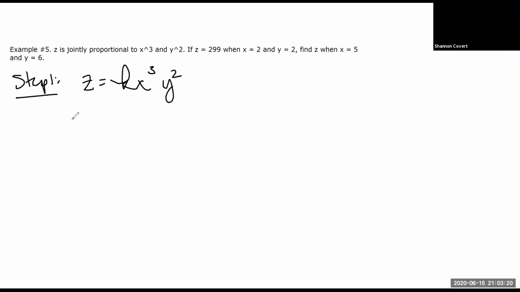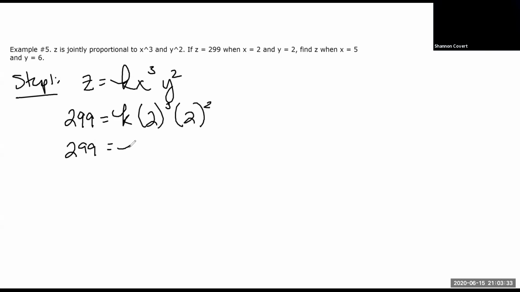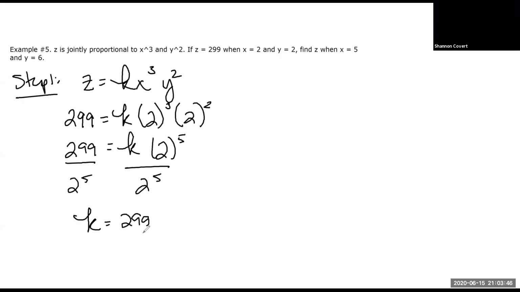I'm going to replace z with 299. 299 equals k times x is 2 to the third, y is 2 to the second. 299 equals k times 2 to the fifth. Divide both sides by 2 to the fifth, which is 32. K is equal to 299 over 32.